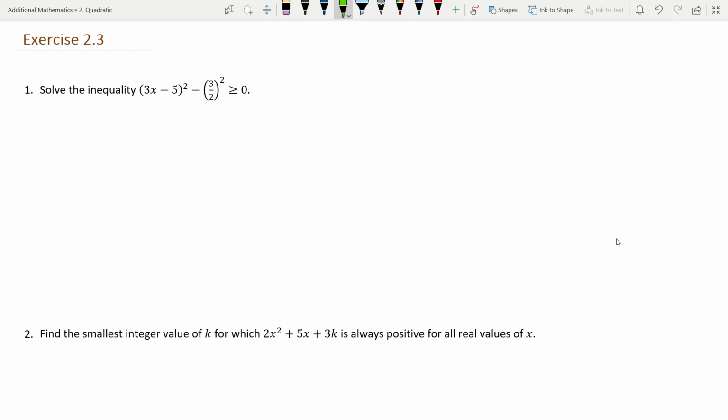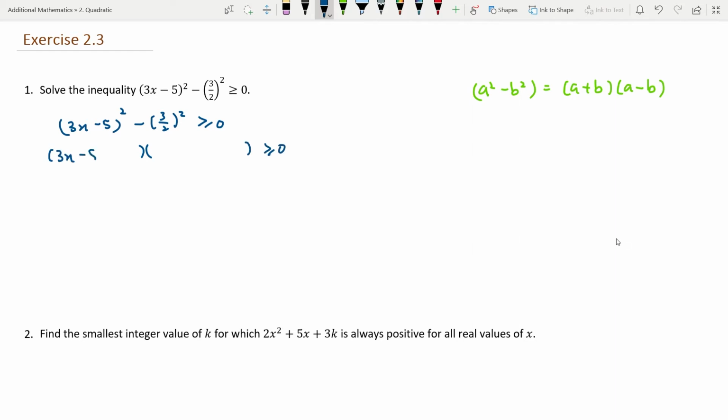Recall that the difference of squares can be factorized using the difference of perfect squares, meaning a² - b² can be factorized into (a + b)(a - b). We will be using this property to solve this inequality. (3x - 5)² - (3/2)² ≥ 0. We factorize it. We have (3x - 5 + 3/2)(3x - 5 - 3/2).